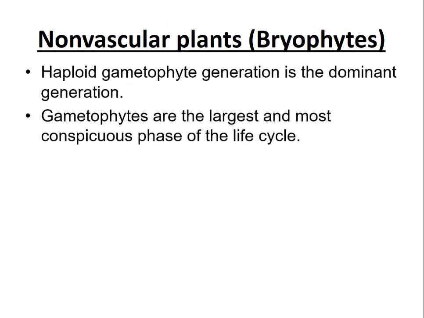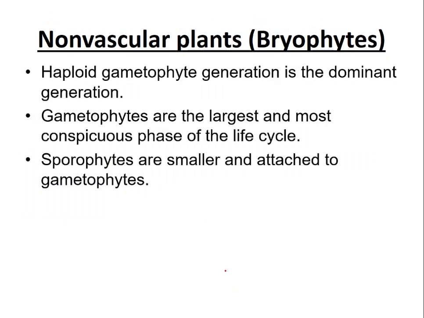Okay, non-vascular plants, the bryophytes. So remember, the haploid dominant stage of the life cycle is the gametophyte. Why is the gametophyte dominant in the life cycle of a non-vascular plant? Because the gametophyte is the largest and the most conspicuous. Conspicuous here means obvious, the one that is biggest and most clearly visible, as compared to the sporophyte. The sporophyte is smaller and is attached to the gametophyte. In other words, the sporophyte is dependent on, or attached to, the gametophyte.